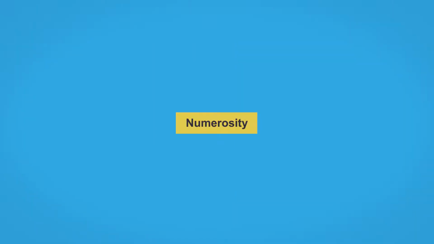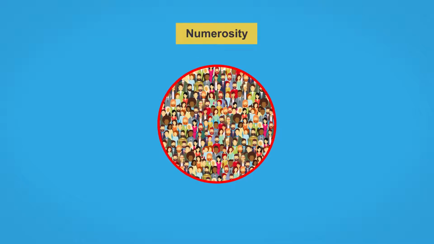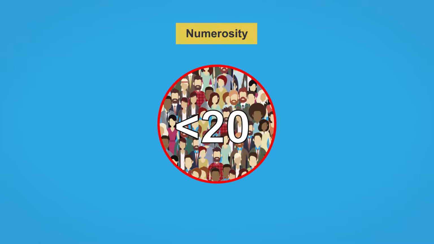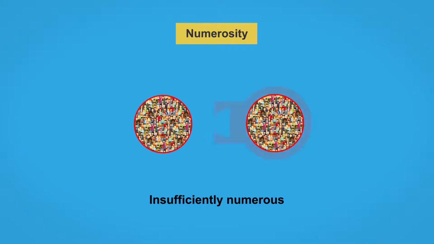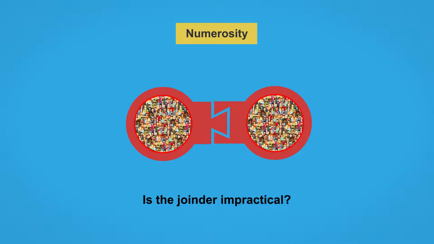The numerosity requirement doesn't focus on the specific number of individuals in a class, although courts have typically held that classes of less than 20 members are insufficiently numerous. Rather, the courts evaluate whether the joinder of people affected in a regular lawsuit would be impractical. If not, there's no point in bothering with a class action. The lawsuit should be brought as a regular civil action.